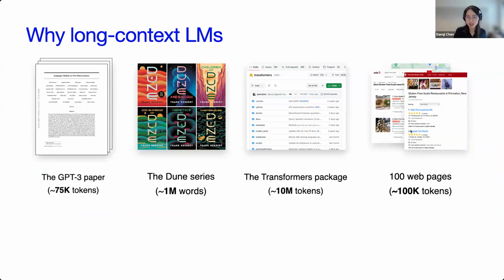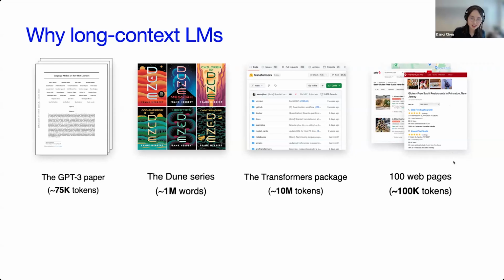How long do I mean by long context models? Just to give you some perspective, the GPT-3 paper has about 75,000 tokens, I believe, as measured by Llama tokens. The entire Dune book series has around 1 million words, and the Transformers package has about 10 million tokens. If we think about a RAG application, say we take 100 web pages, they roughly count as 100,000 tokens.